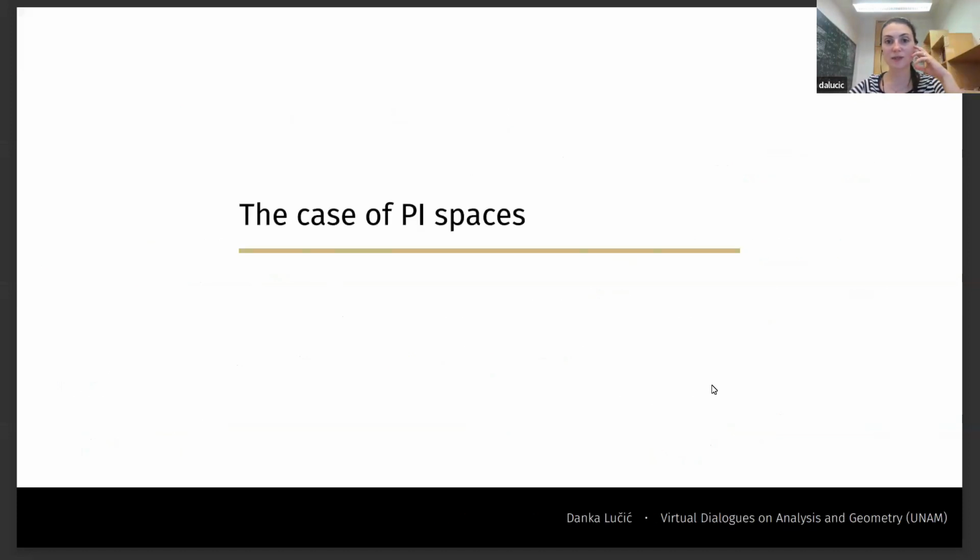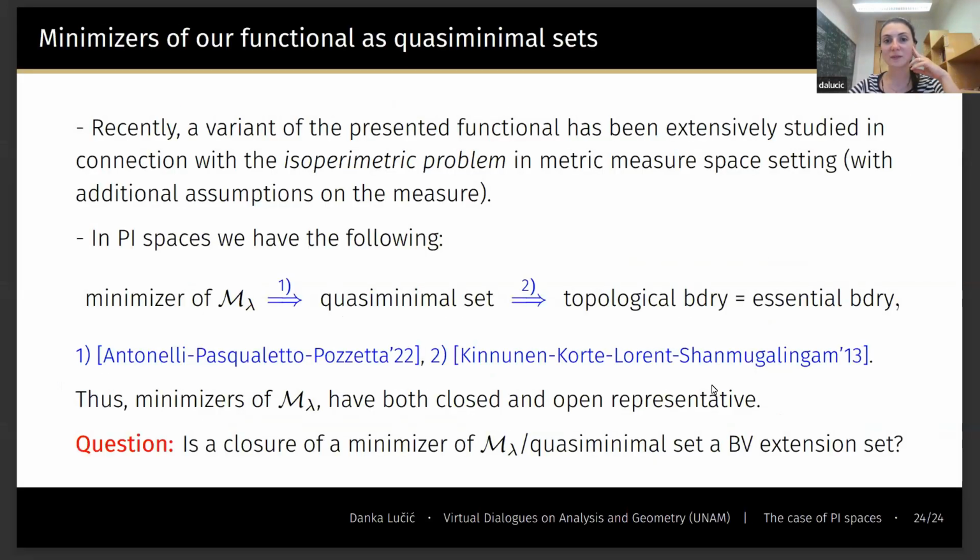And as I said, in PI spaces we have some better properties, and in PI spaces the functional like this, or a variant of it, has been studied recently in connection with the isoperimetric problem in the setting of metric measure spaces with curvature bounds and additional assumptions on the measure.